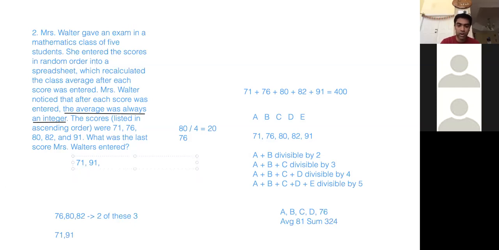Good. And why is that? 71 plus 91 is a multiple of 3. So you have to add a multiple of 3 to get an average that is a multiple of 3. So is there a choice for that? If it is a multiple of 3, which one would we have to pick? None of them are multiples of 3, so that won't work. Yes, so this is out. So then we can try 76, 82. Let's see.